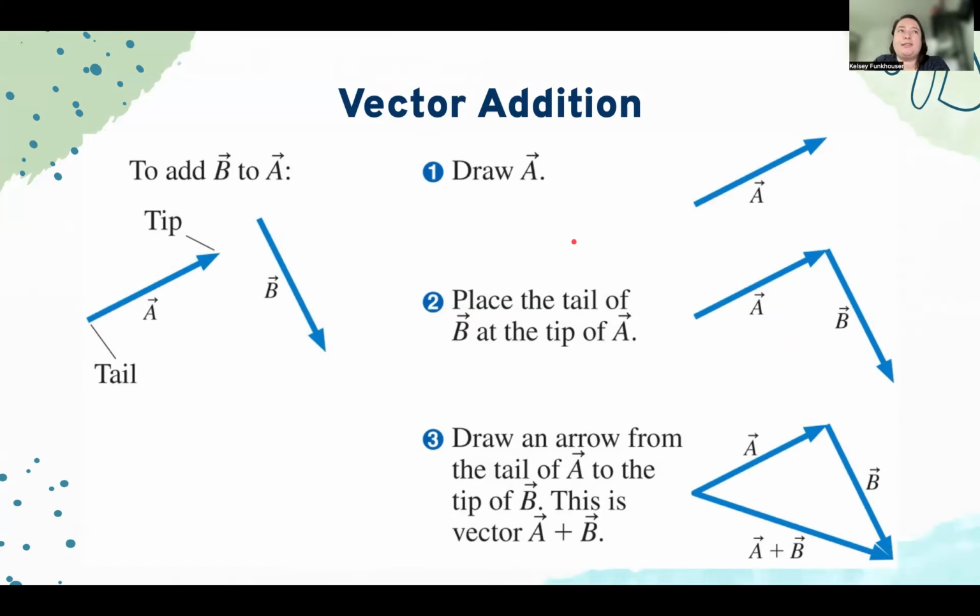So just walking you through the steps explicitly, you have two vectors A and B, and you want to know what the sum of them is. You draw vector A, then you put the tail of vector B at the tip of vector A. So remember, tail is the bottom, tip is the end. And then finally, you draw an arrow from the tail of the first vector to the tip of the second vector, and that is the sum of the two vectors.